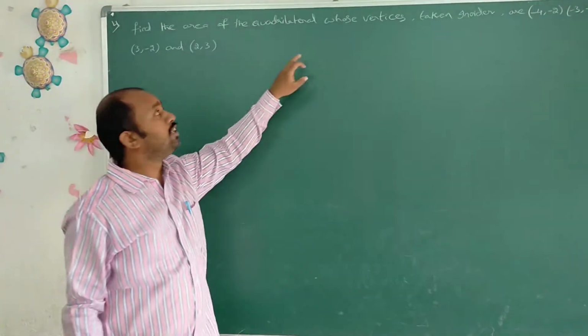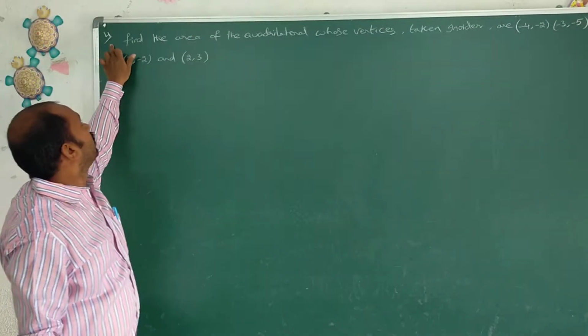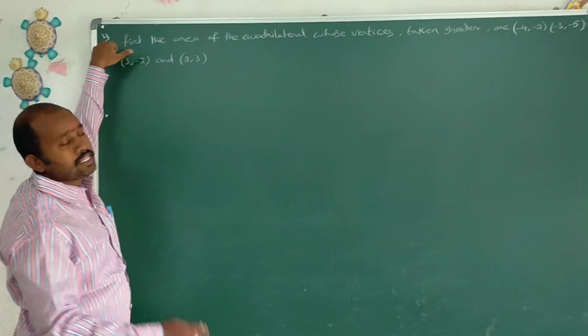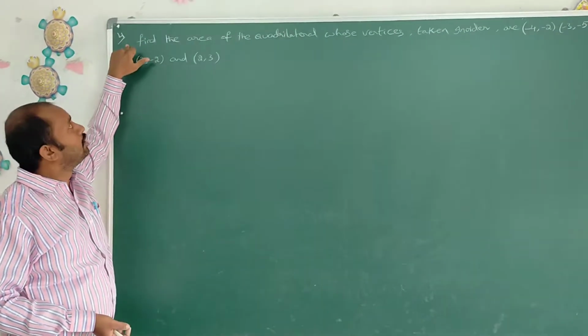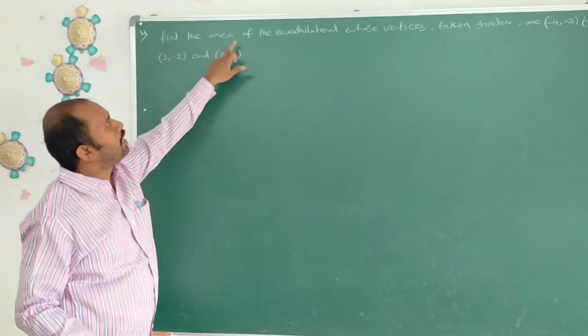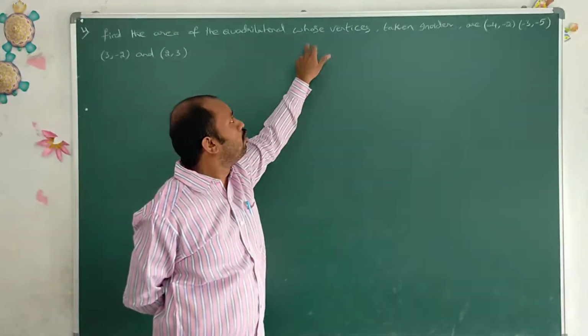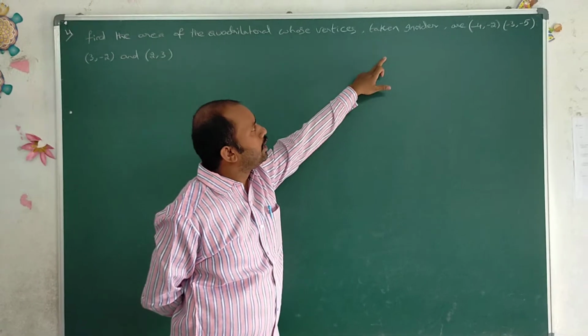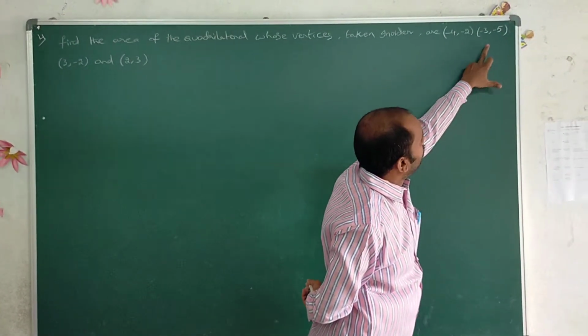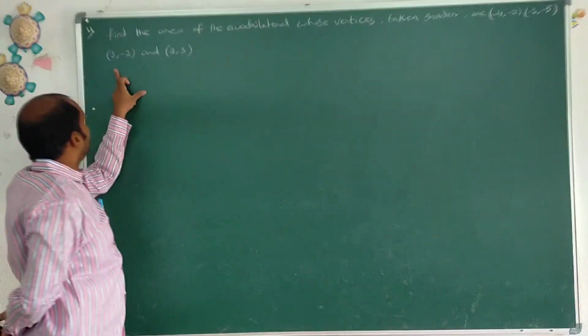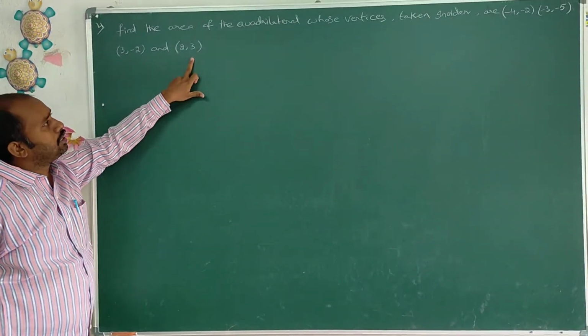Okay. Good morning, students. Today we will discuss the fourth problem in exercise 7.3. The third problem is already completed. Now the fourth problem: Find the area of the quadrilateral whose vertices taken in order are (-4, -2), (-3, -5), (3, -2) and (2, 3).